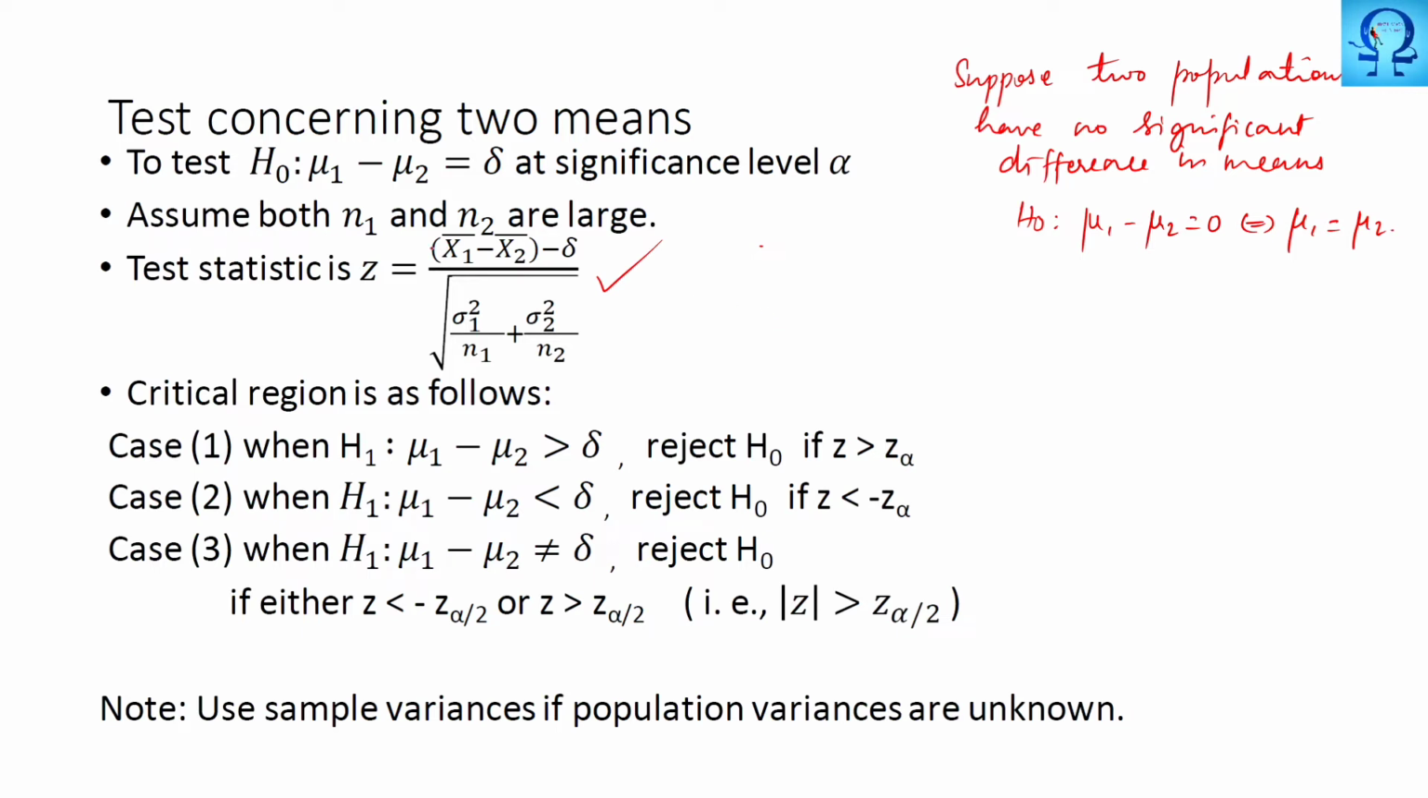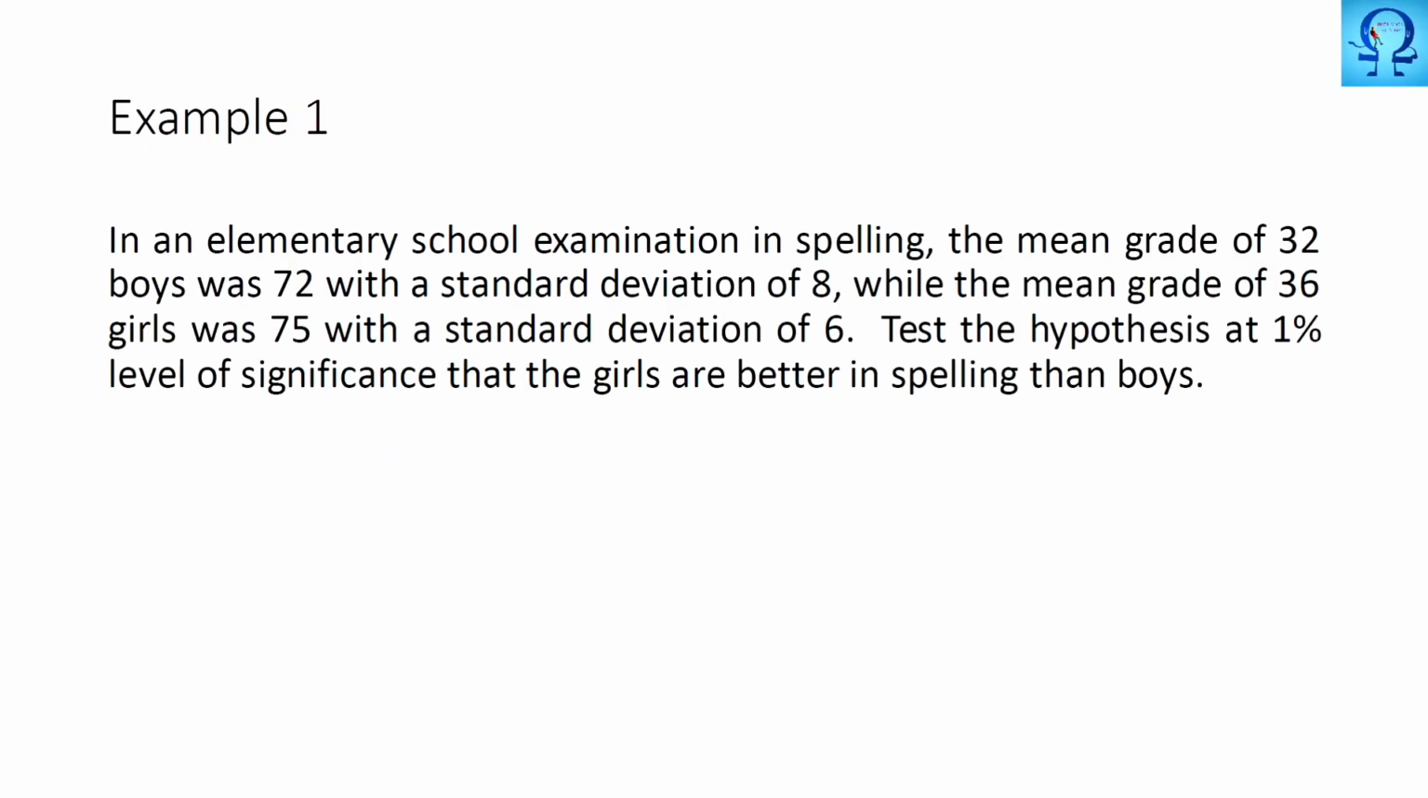Now we have assumed that this is the null hypothesis. Then what could be the alternate? It can be this mu1 minus mu2 may be bigger than delta, smaller than delta, or not equal to delta in simpler case. So just like we had the several cases in the previous testing of hypothesis, here also we have the same. Suppose population variances are unknown, we use the sample variance as the estimate of population variance. Okay, now let us get into the problem directly.